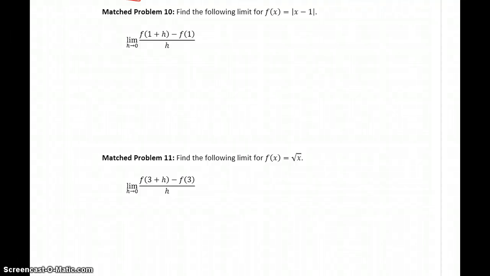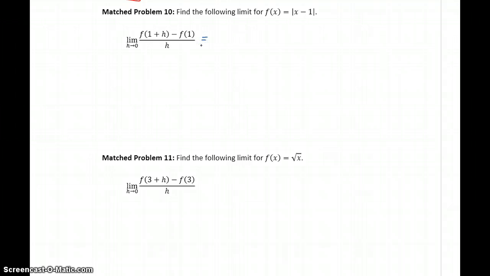In this example, we're still looking at finding the limits of difference quotients. The goal is still going to be to somehow cancel out this h in the denominator. But what's complicating things a little bit now, or making the situation a little bit different, is that, again, we're dealing with an absolute value function. So we have the absolute value of x minus 1.